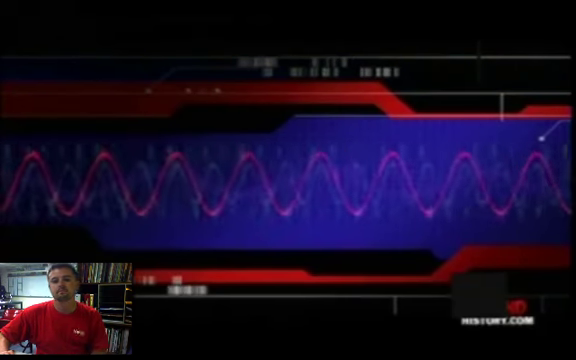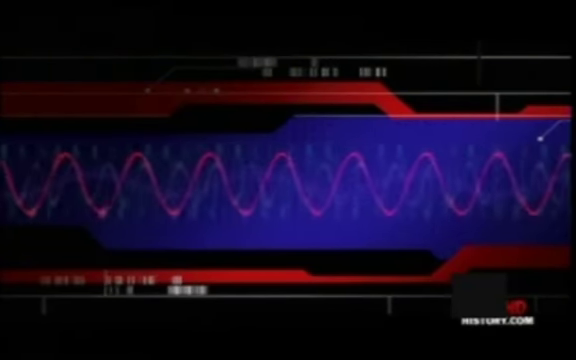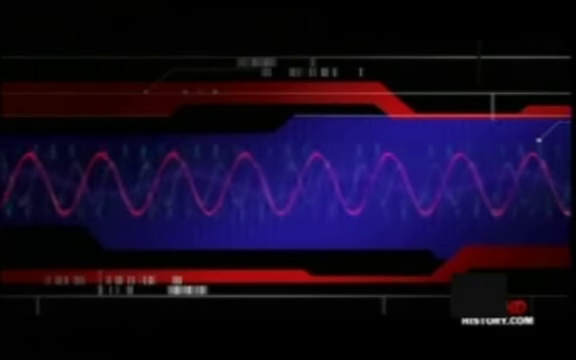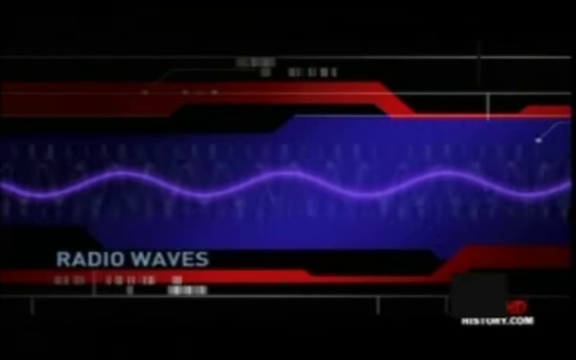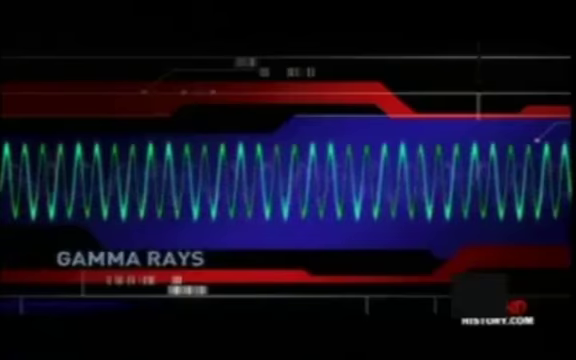Spectrum, an immense scale we use to measure the wavelengths of all kinds of radiation. At one end are radio waves with the longest wavelengths. At the other end are gamma rays with the shortest. In between are the other bands, including visible light, which is such a tiny fraction of the whole, it's difficult to imagine.